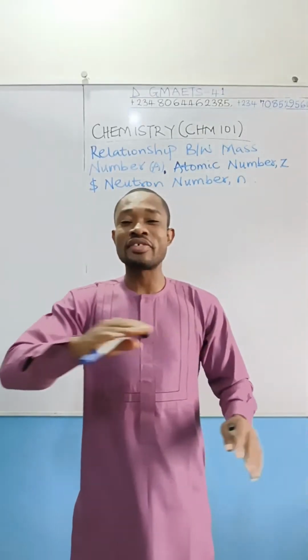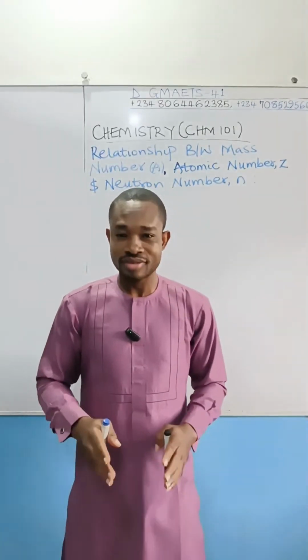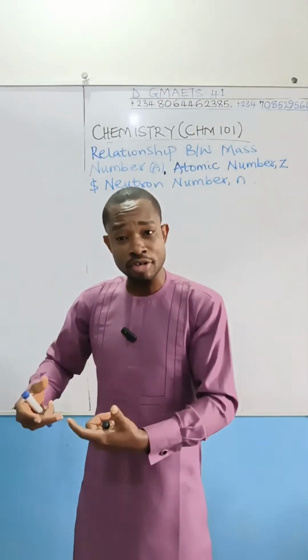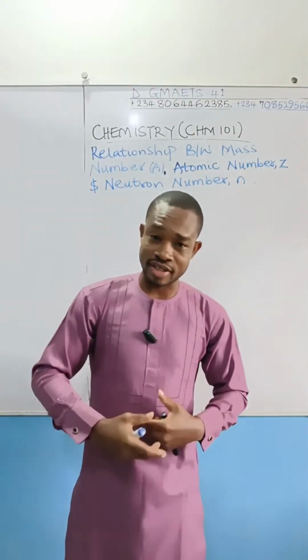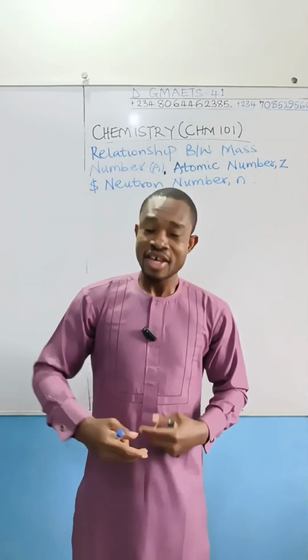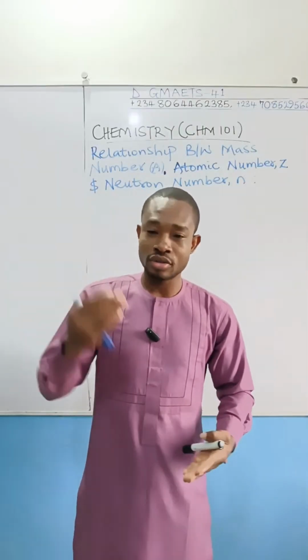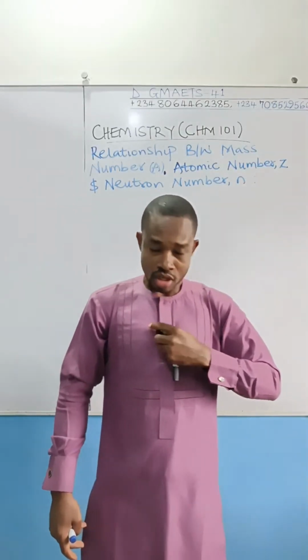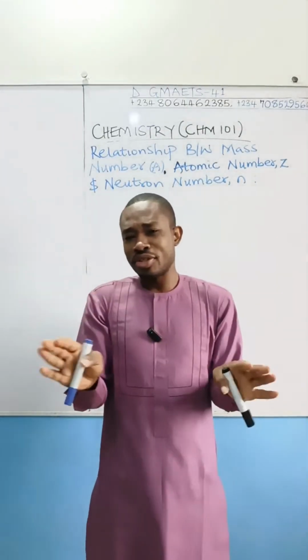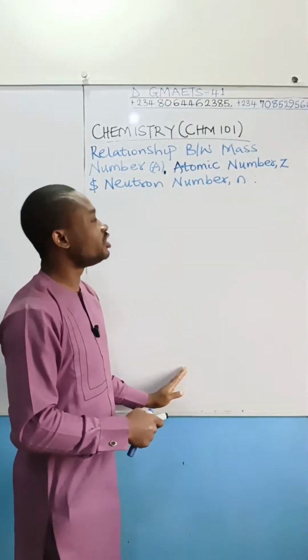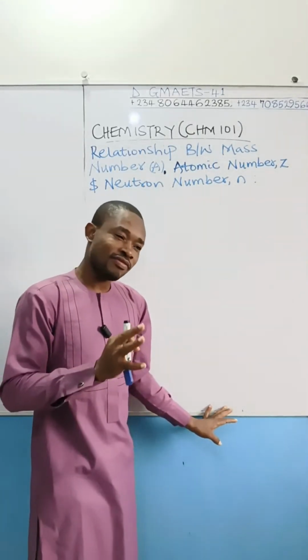And then a student is expected to know that atomic number is the same as proton number, whether that atom has reacted or not, whether I'm talking about an atom or I'm talking about an ion. You know, an ion is an atom that has reacted. Atomic number is the same as proton number. So knowing all these relationships makes what we are about to deal with in this class today quite simple.